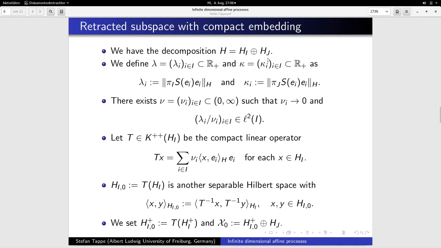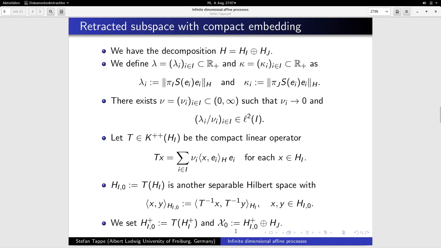Recall first that our Hilbert space has a direct sum decomposition into two components, and we will only change the first component a bit. So the second remains unchanged. What we do here, we define a compact linear operator, and we do this as follows. We define these two sequences here, and then there exists another sequence U such that this quotient here is an L2 sequence. One can show this. And by means of the orthonormal basis and this sequence here, we can define a compact linear operator, and then we consider the image of this compact linear operator. And this is a subspace which is compactly embedded in the first component of the Hilbert space.